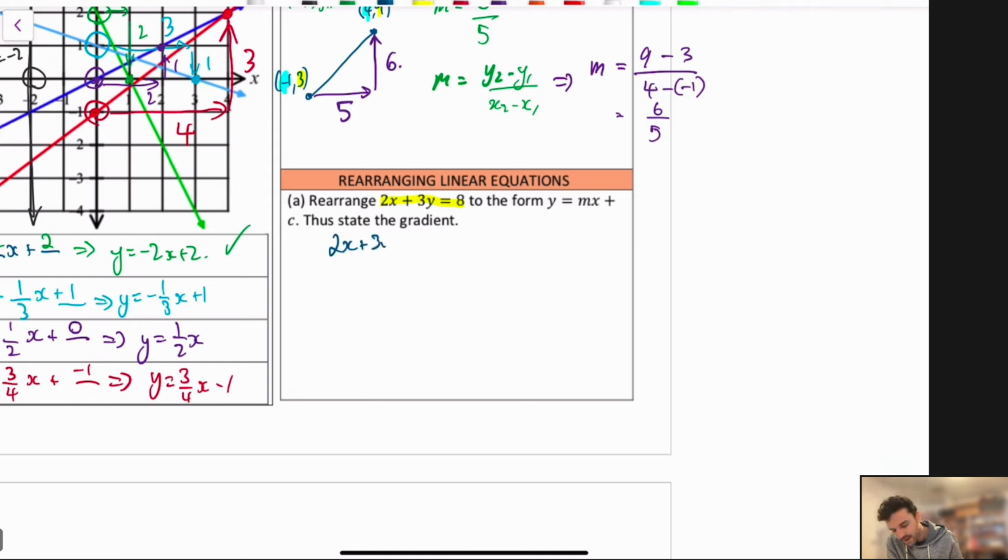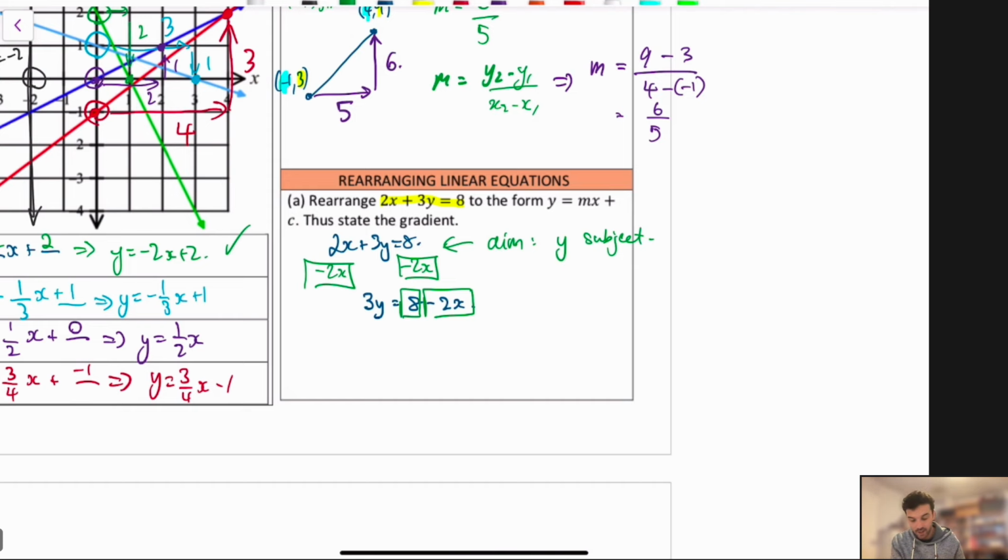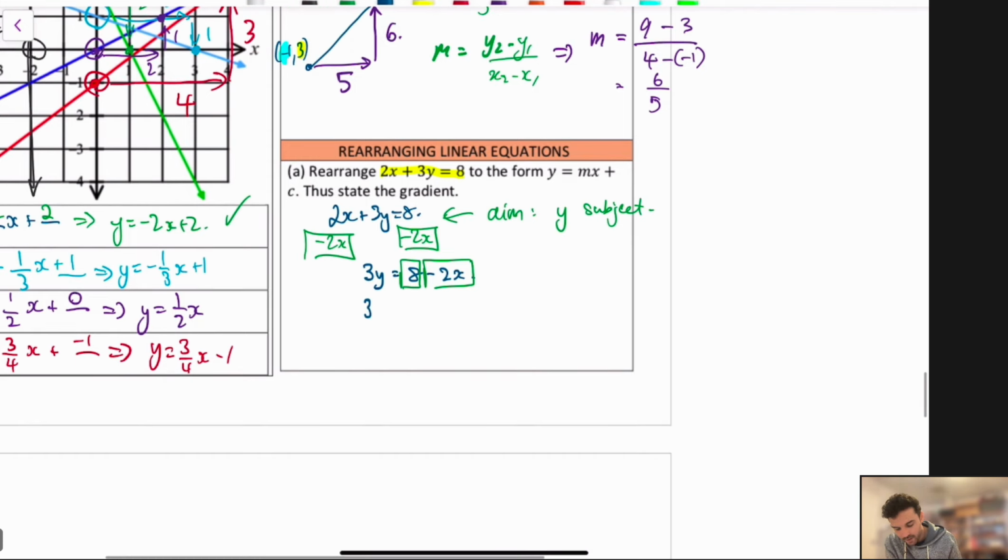2x plus 3y is equal to 8. Now as our aim, we want to make y the subject, which means by itself. So I'm going to take 2x from both sides. Now picture these as blocks. So I've got 3y is equal to 8 take 2x. Now remember how I said these are blocks? You've got a positive 8 block here, and you've got a negative 2x block here. I'm going to swap these round like this.